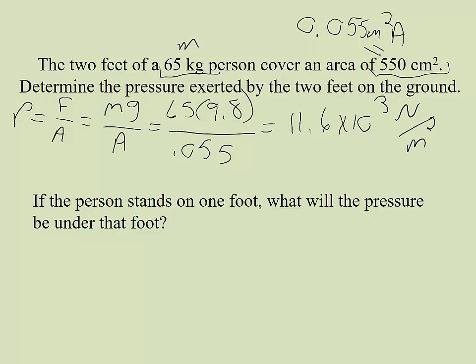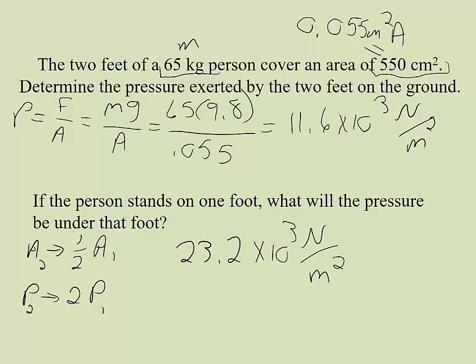What if this person decides to stand on only 1 foot instead? Well, the area then gets cut in half. So the pressure will become twice the original pressure. So rather than the pressure being 11.6 times 10 to the third, it will be 23.2 times 10 to the third newtons per square meter.